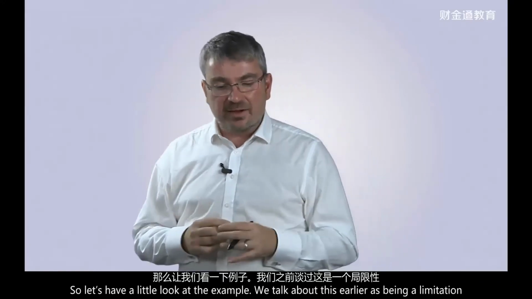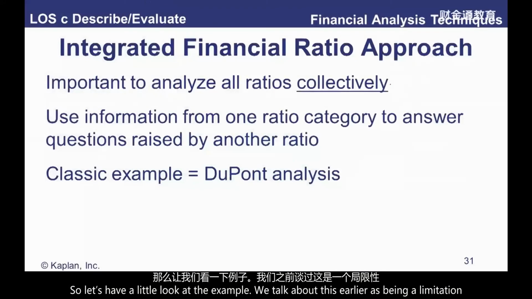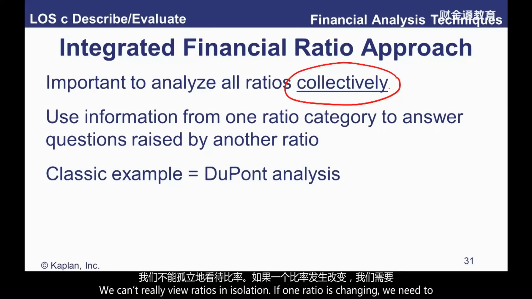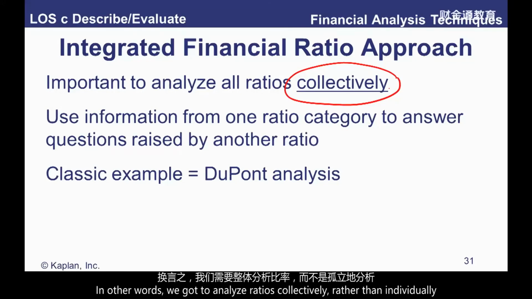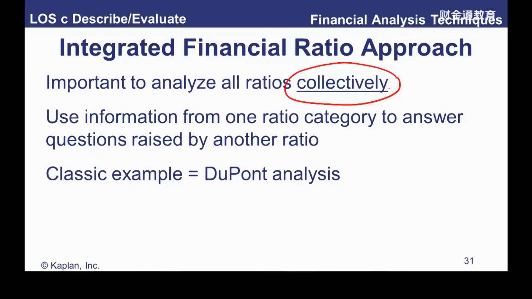So let's have a little look at an example. We talked about this earlier as being a limitation. You can't really view ratios in isolation. If one ratio is changing, we need to consider how other ratios are changing and look at the overall combined picture. In other words, we've got to analyze ratios collectively rather than individually.